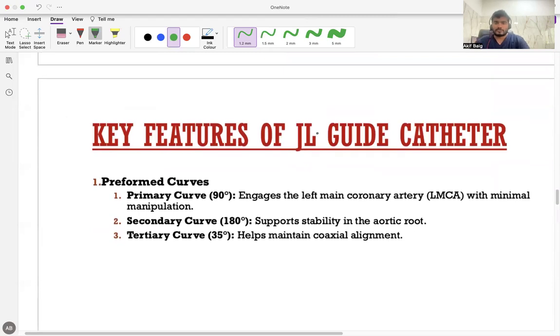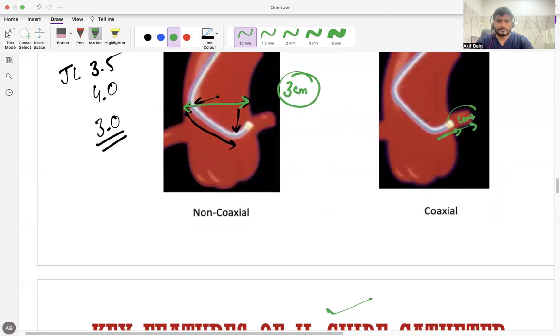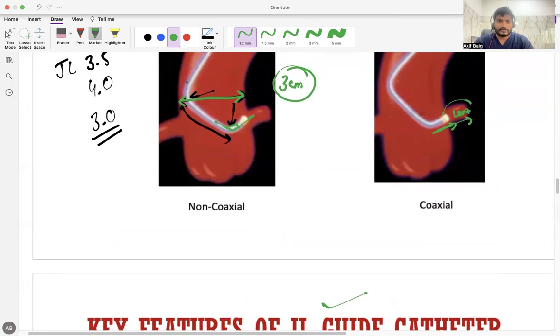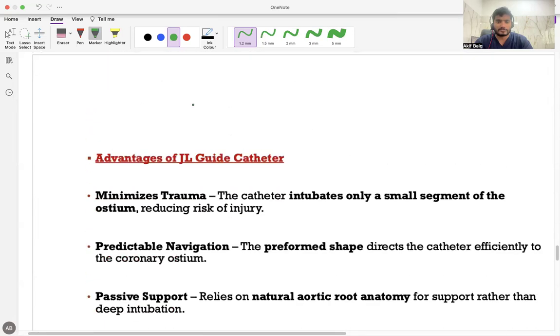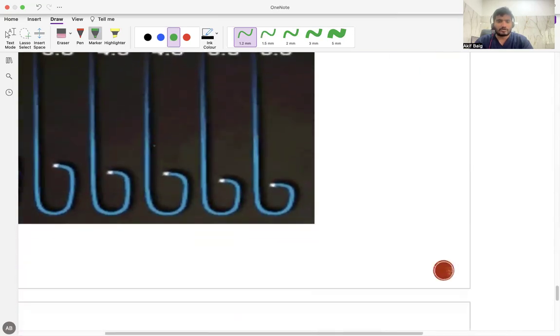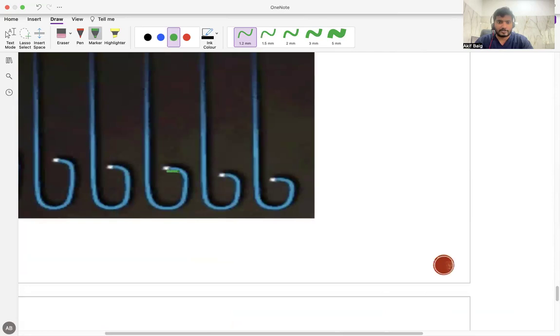What are the other key features of the JL guide? It has a primary curve, which is usually 90 degrees. This angle here is 90 degrees, and the secondary curve is here, which is usually 180 degrees. If you take the normal catheter, you can see the normal shape is like this. This is the primary curve, 90 degrees, and the secondary curve is between this and this, somewhere around 180 degrees.